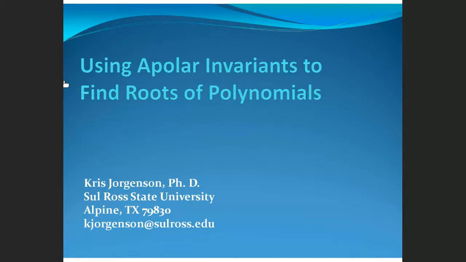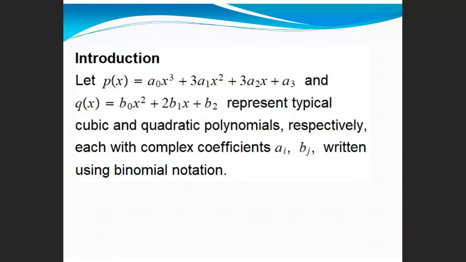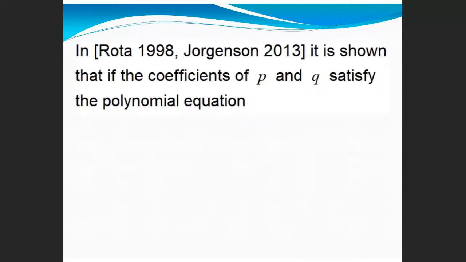The title of my talk today is Using Apolar Invariants to Find Roots of Polynomials. So, throughout this talk, we'll let P of x be a cubic polynomial in one variable and Q of x a quadratic, second degree polynomial in one variable. And now notice the binomial coefficients we'll use. And a sub i and b sub j, the coefficients of the polynomials, are complex numbers.